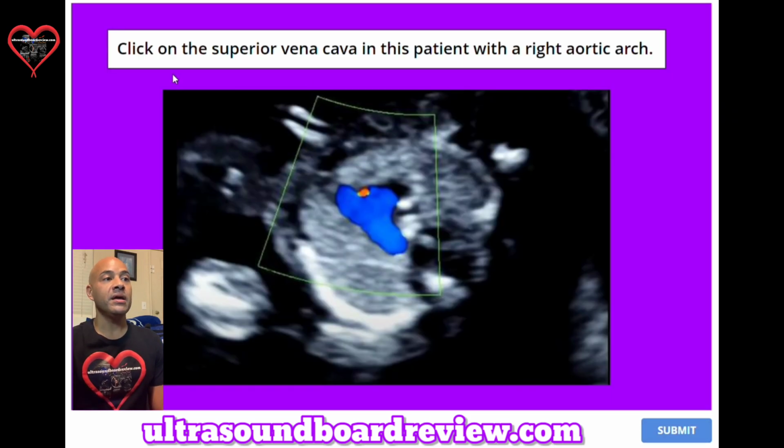Question 73. Click on the superior vena cava in this patient with a right aortic arch. The answer is right here. And this right here is the trachea.